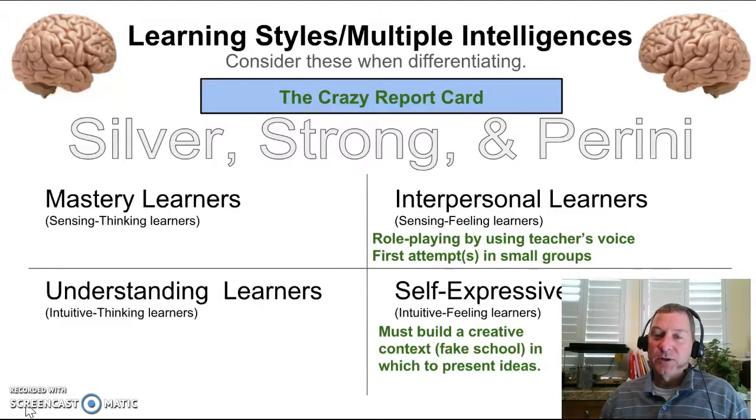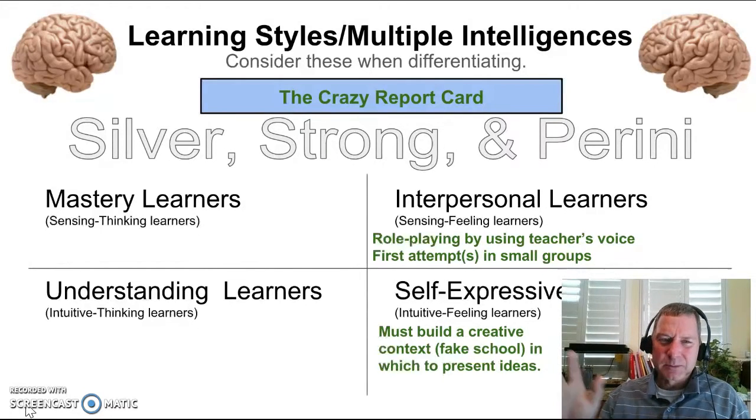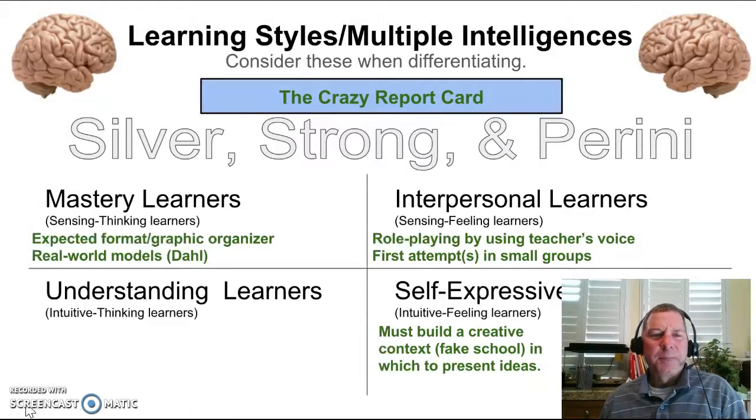The self-expressive learners, I think, would benefit from this because you have to create a creative context or a fake school in which to present your ideas and come up with crazy ideas for classes and then fun ideas to work facts into comments. So those 2 learners will probably get the most out of this, but don't rule out your others. Your mastery learners like that expected format of a piece of writing. So subject, grade, comment, that works good for your mastery learners, plus that graphic organizer. If they write something bigger, that would be good for them.